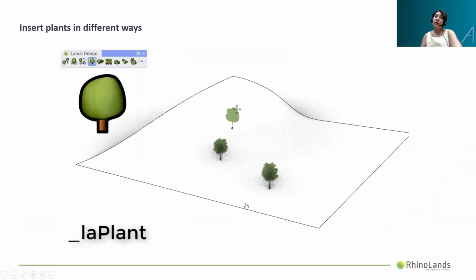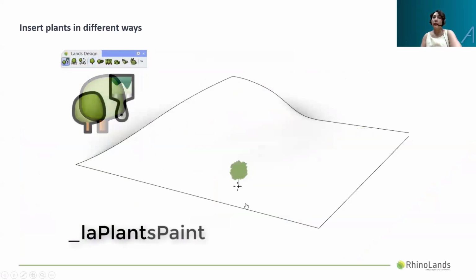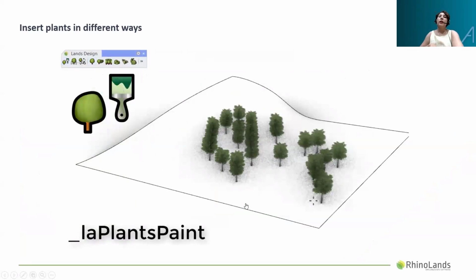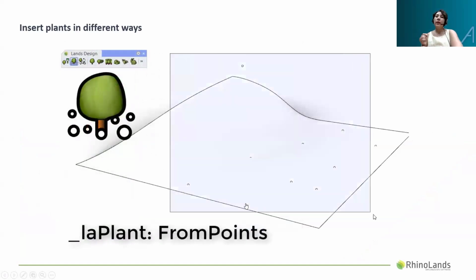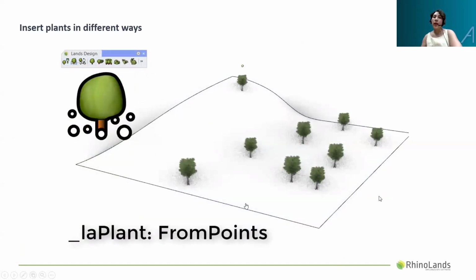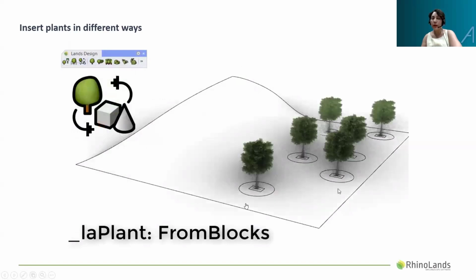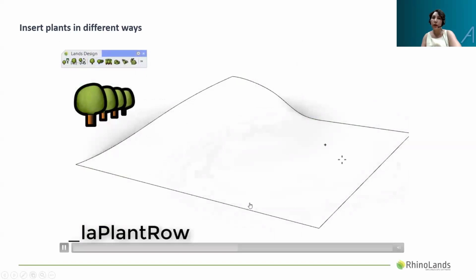For inserting plants, there are several modes. We can insert them individually. We can move the mouse on the plot and insert plants randomly, like paint or windows. Also, we can convert any points to plants or any blocks, like, for example, AutoCAD blocks, the symbols of the plant. You can convert them to realistic 3D plants in RhinoLands.